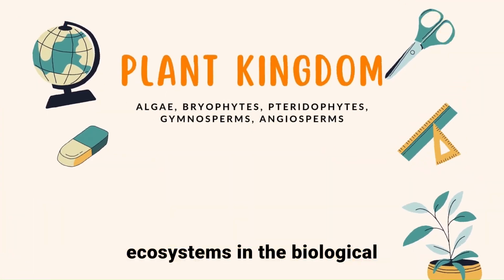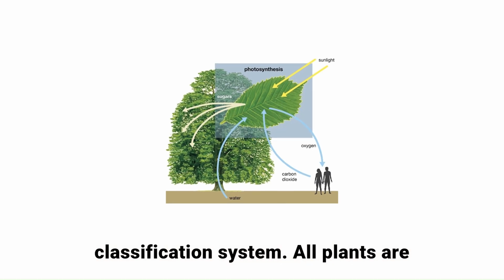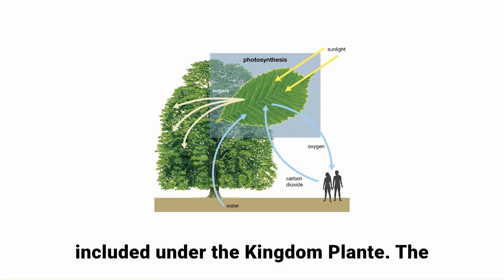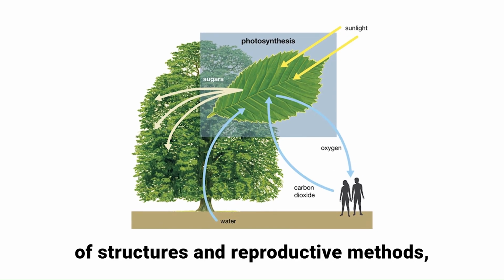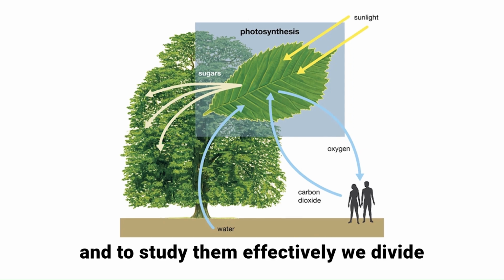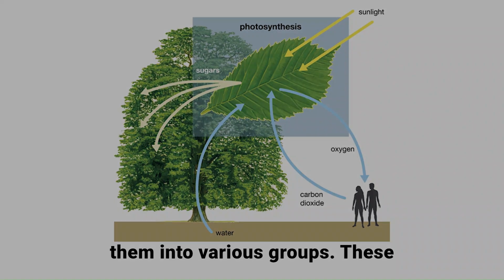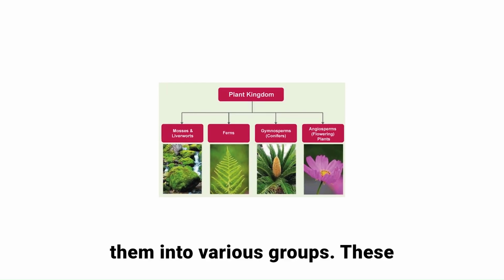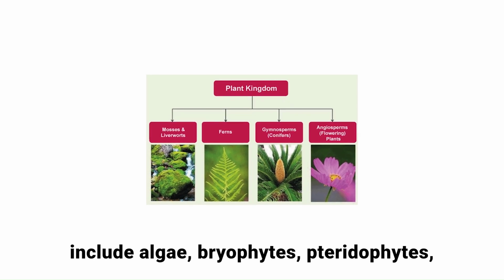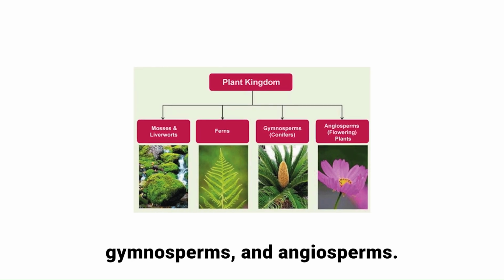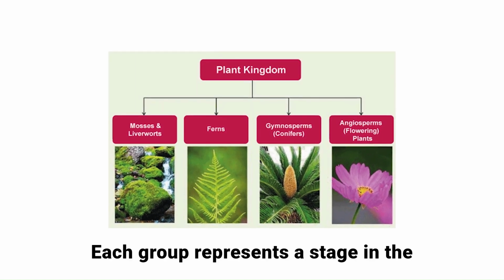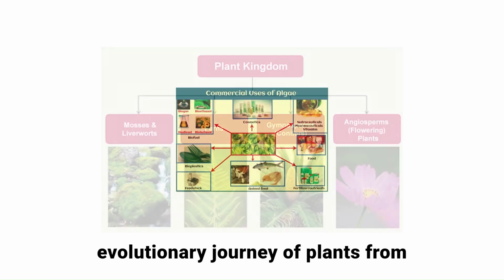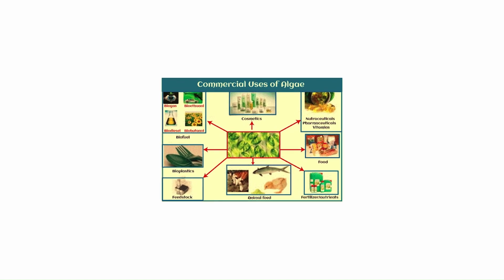In the biological classification system, all plants are included under the kingdom Plantae. The members of this kingdom show a wide range of structures and reproductive methods, and to study them effectively, we divide them into various groups. These include algae, bryophytes, pteridophytes, gymnosperms, and angiosperms. Each group represents a stage in the evolutionary journey of plants from simple to more complex forms.